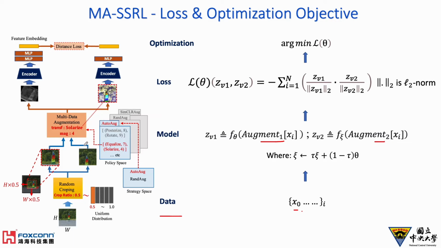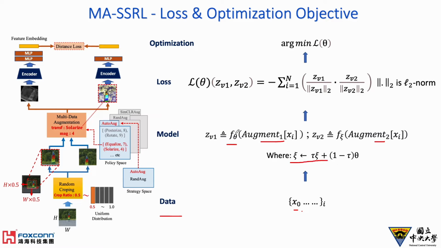Then we feed these two images to two neural nets. One is the neural net f theta, denoted the encoder. The second is a neural net fc. In the joint embedding architecture, especially in our implementation, the neural net with the fc parameters is updated based on the theta learnable parameters by using a moving average. So we denote it here.